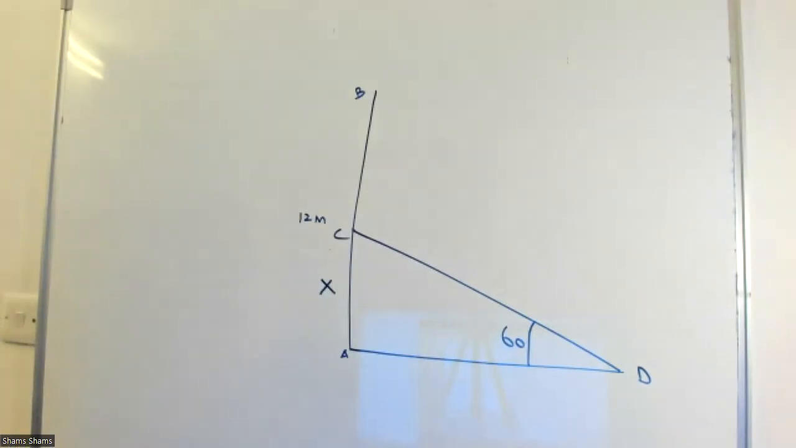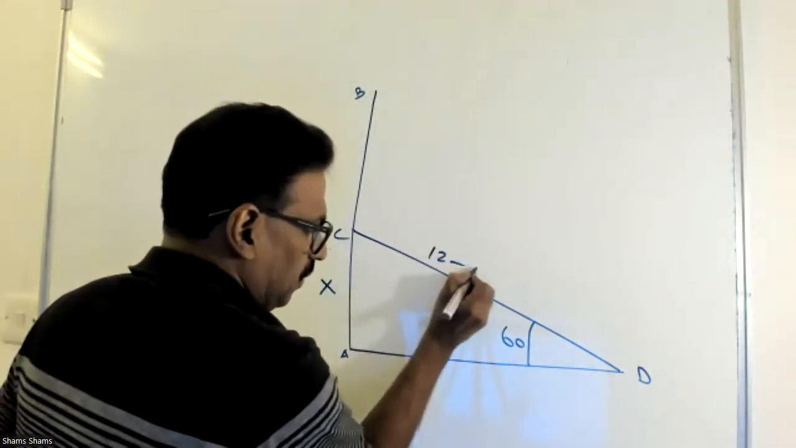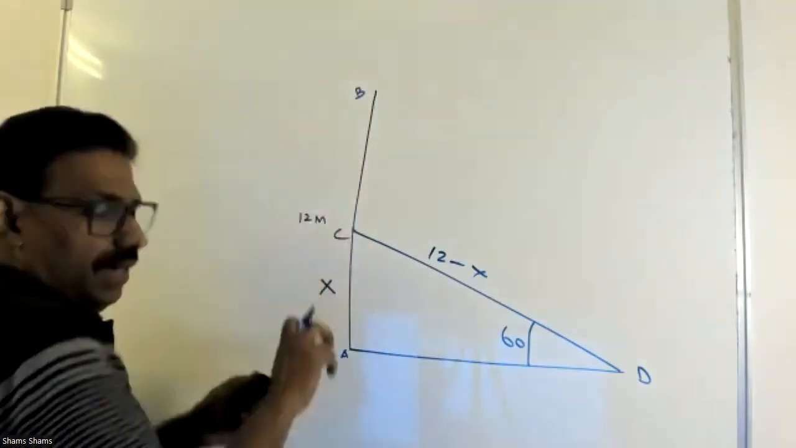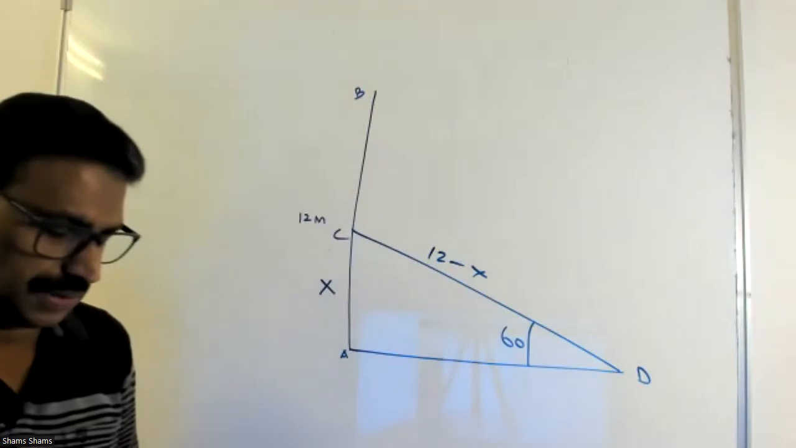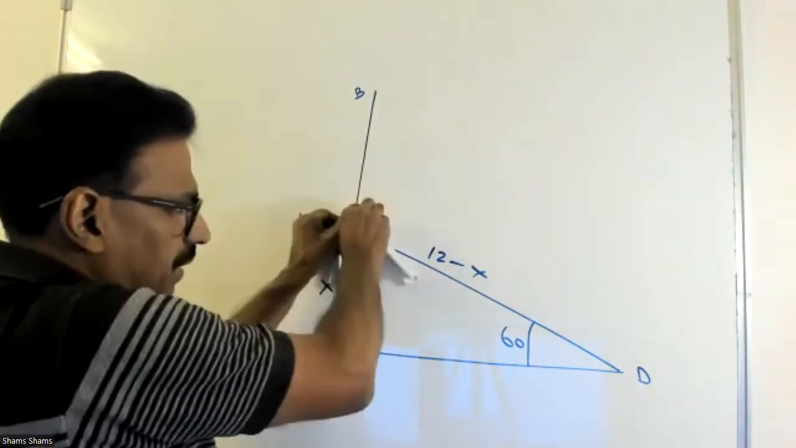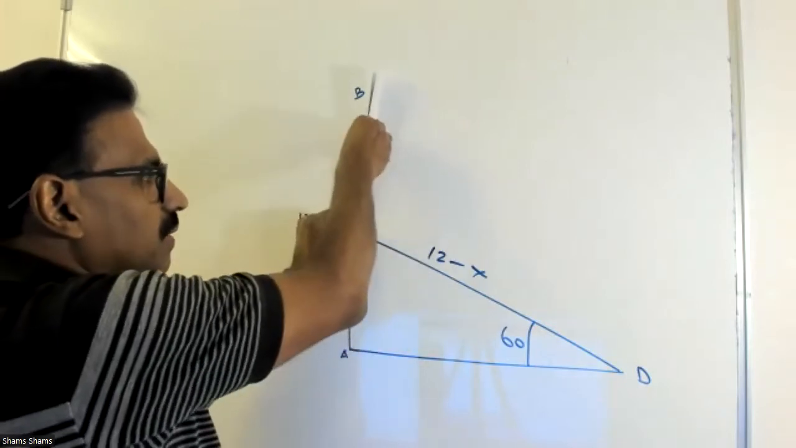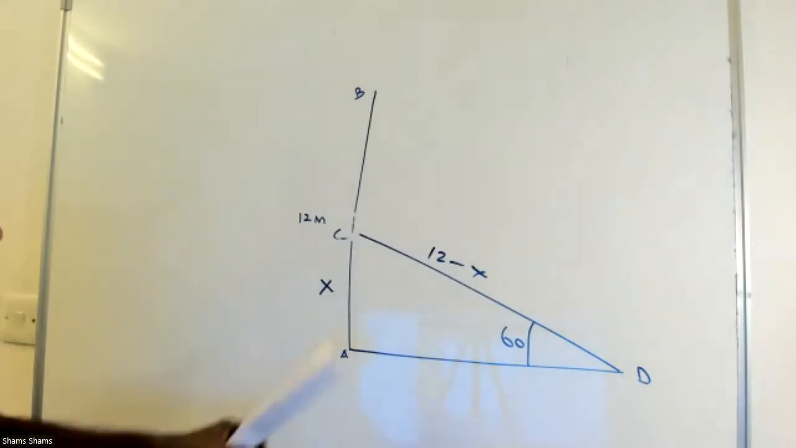Hello. Suppose AC is x. Then 12 minus x. Correct or not? Because the total is this part only. Look, this part only. Suppose this is the tree. This part is coming to here, right? This part coming to here. So this is 12 minus x.